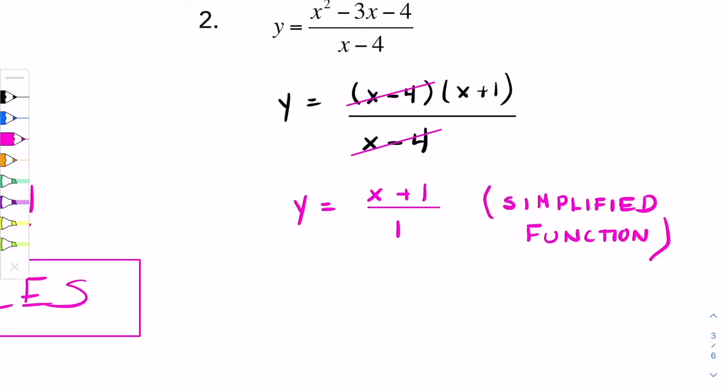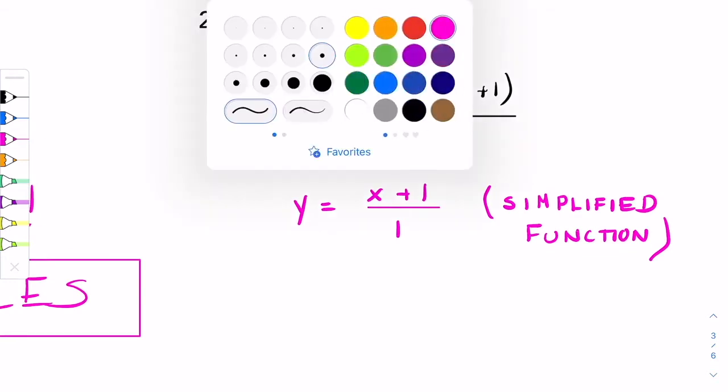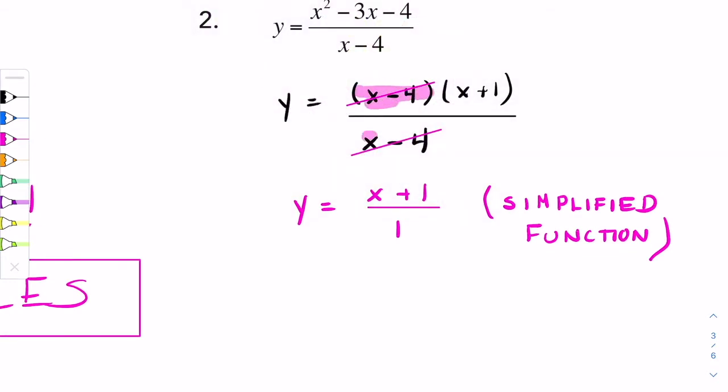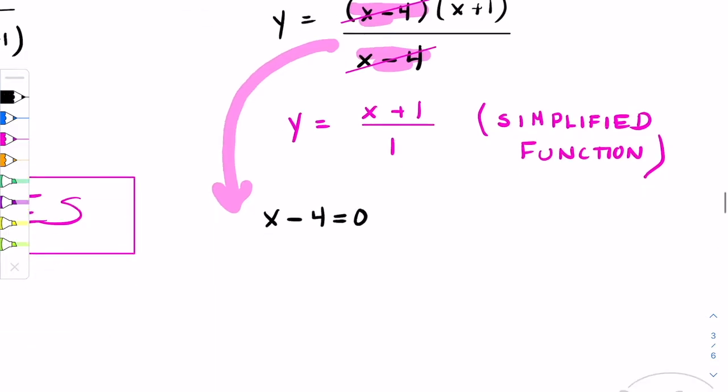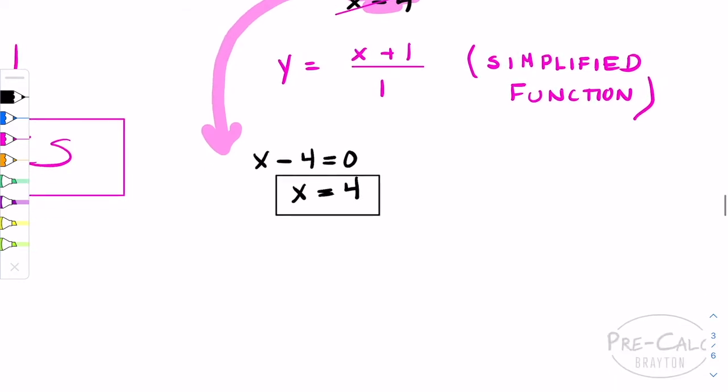Now I'm going to take my common factor and set it equal to 0. So I have x minus 4 equals 0. This tells me that x equals 4. Then I'm going to substitute x equals 4 back into the simplified function, and I'm going to solve for y.